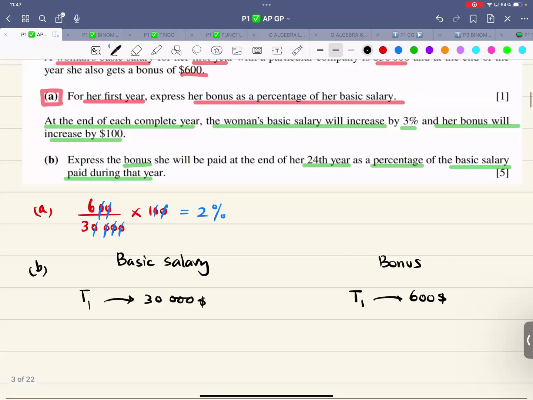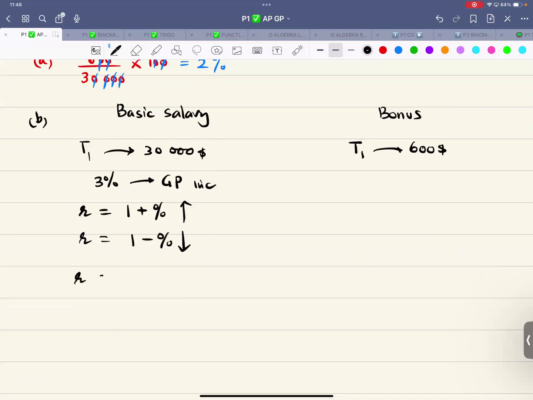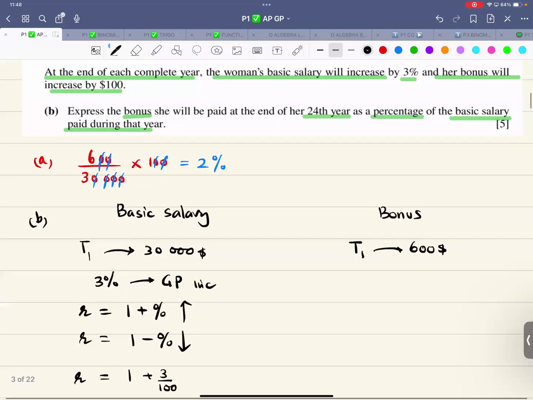When we talk about the basic salary, it will increase by 3%. Whenever a percentage is involved, that is a GP. The common ratio is 1 plus r if it's an increase, 1 plus the percentage in decimals. r is 1 minus the percentage if it's a decrease. Since this is an increase, in this particular question r is 1 plus 3/100, which comes out to be 1.03.